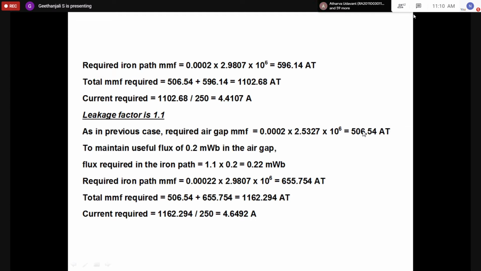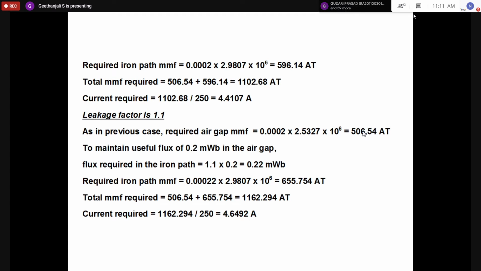So to maintain a useful flux of 0.2 milliweber in the air gap, the flux required in the iron path is the leakage factor 1.1 into 0.2 useful flux. The coefficient into the useful flux will give the flux required in the iron path. So that is 0.22 milliweber.